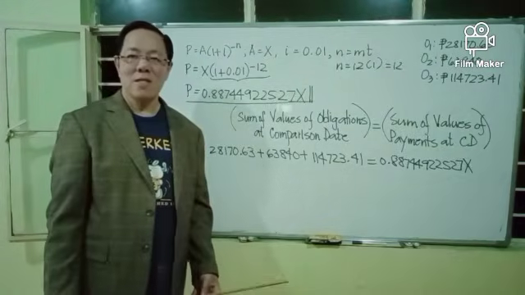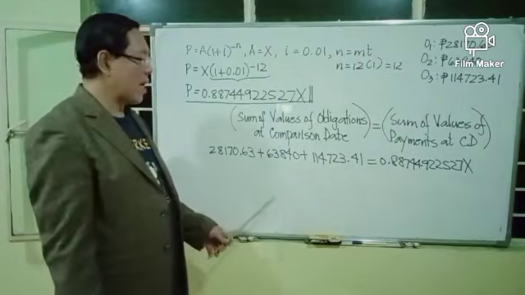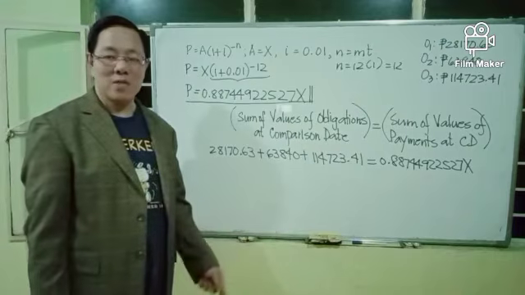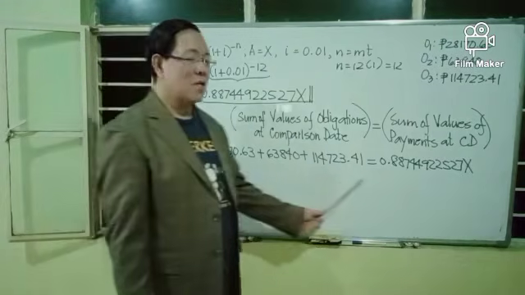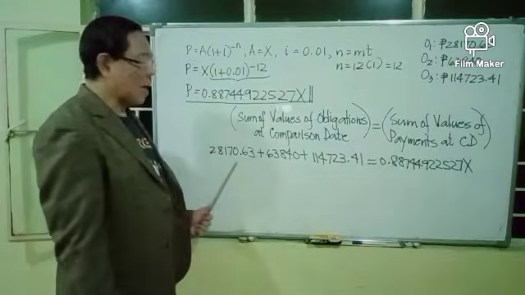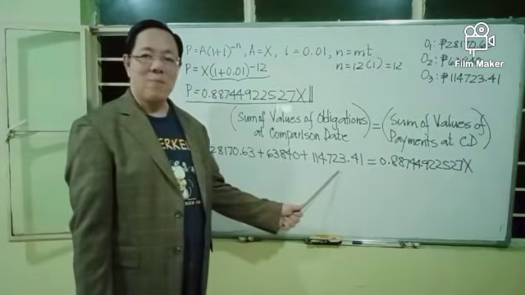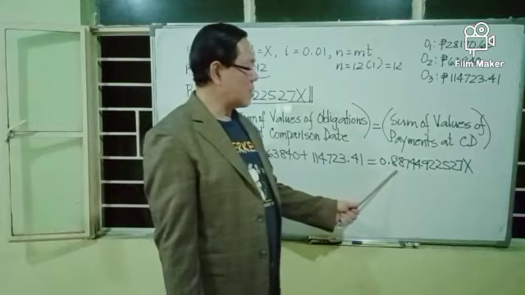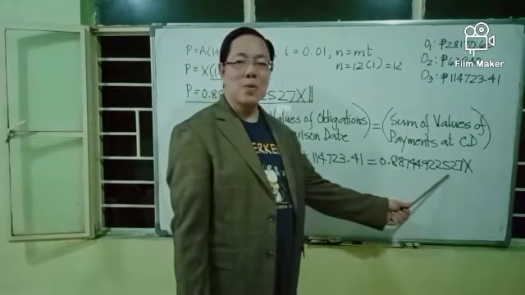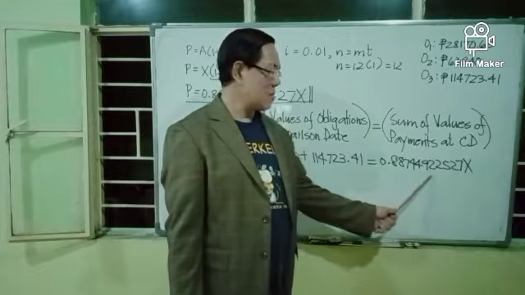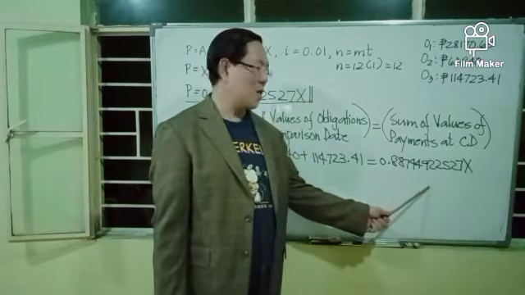Now, it is easier to solve for X, the single payment to be made to settle all the three obligations. From this equation, get the sum of the amounts at the right-hand side and then divide both sides by 0.88744922527 so that you will only have X at this side of the equation.